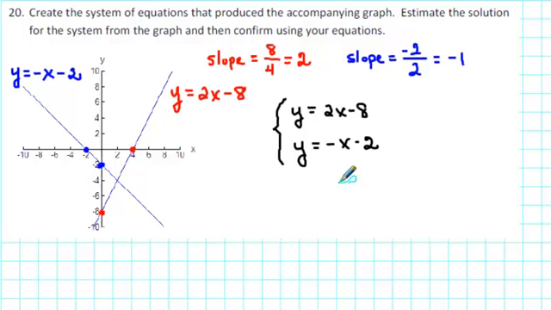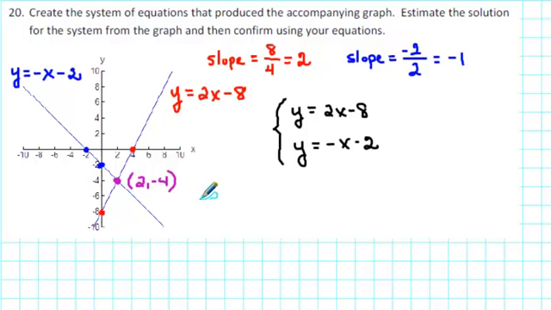To estimate the solution for the system, we want to look for the point that the two lines have in common. Okay, the point that they have in common is called the point of intersection, and in this case we would estimate that to be 2, -4. So 2, -4 appears to be the solution from the graph.